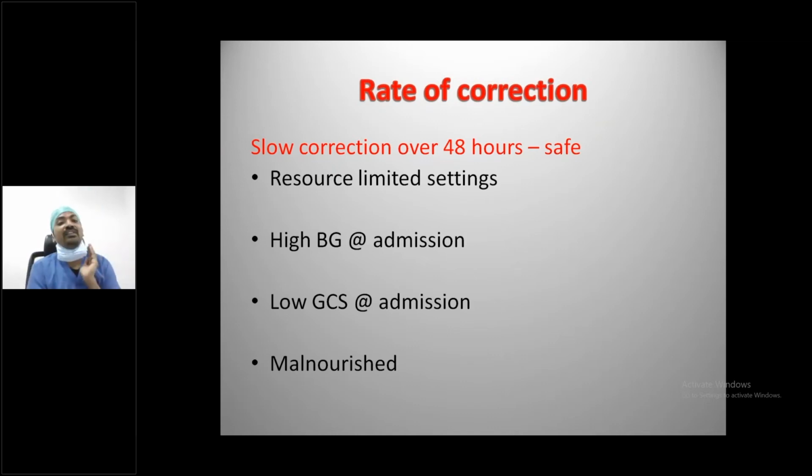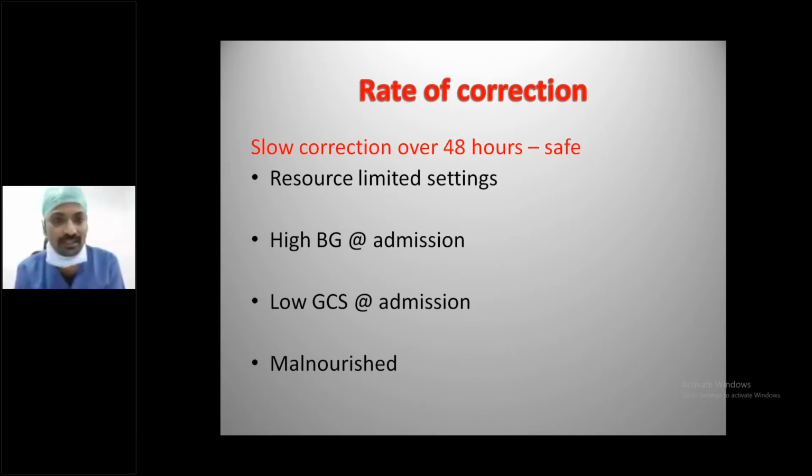If a child presents with a low GCS at the time of admission, then you need slow correction of dehydration over 48 hours. Particularly in malnourished children, slow correction is always preferred because they are at risk of developing hypoglycemia and dyselectrolytemia. So slow correction is recommended in all these 4 settings.